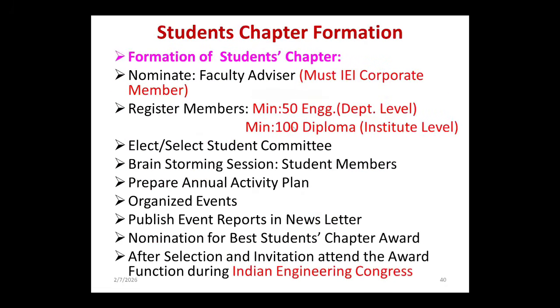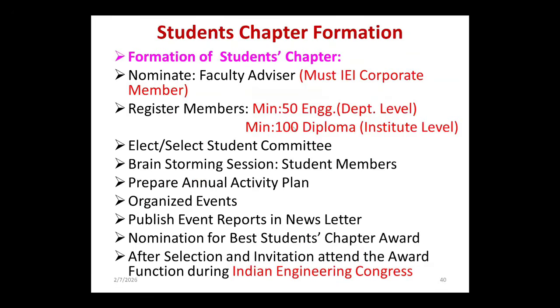Then, how is the formation of the student chapter done? Definitely one faculty you have to nominate initially, but that faculty must be an IEA corporate member, either AMI, MI or FI. That membership he or she can have. Then register a minimum of 50 members in engineering at department level, and 100 capacity is there for diploma level, as it is an institute level chapter.